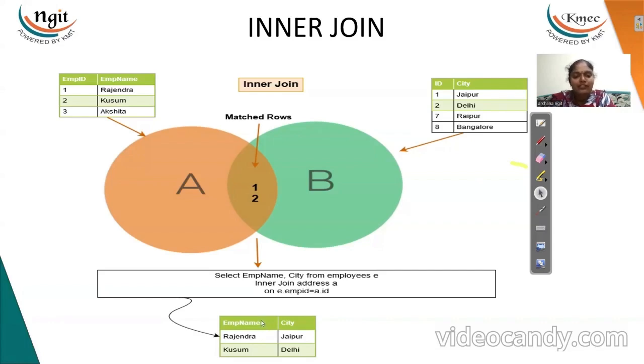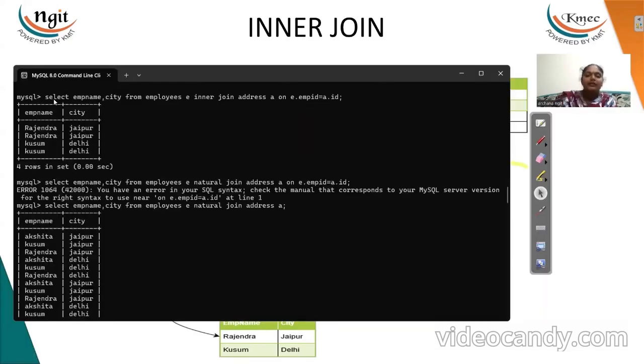Let me write a query to perform an inner join. Select employee name and city from employee, referenced with object E, performing inner join upon address A, on the condition employee ID equals the address ID. Only two records are matching, so one to one and one to many combinations of records are going to be retrieved here.